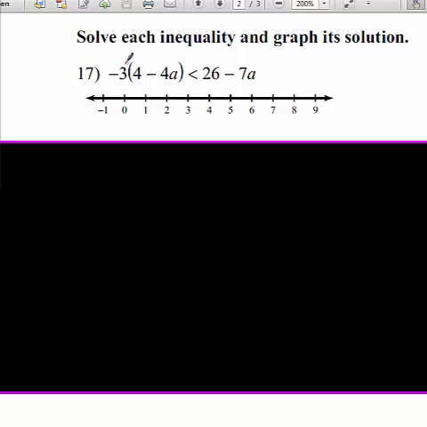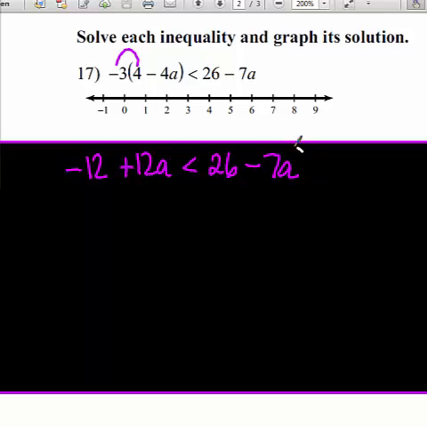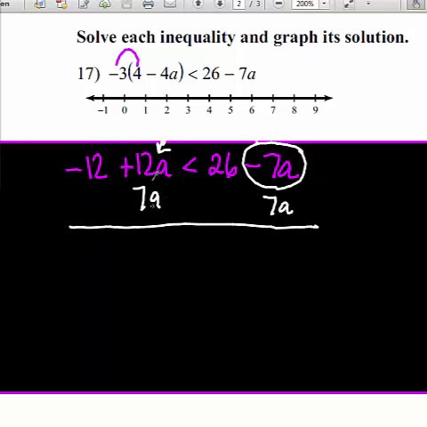We know we're treating inequalities exactly the same way that we do anything else. So negative 3 times negative 4 would give me negative 12. Negative 3 times negative 4a would give me positive 12a, and that's less than 26 minus 7a. So we still want to move our a's together. I want to move this negative 7a over here with our other a, so I'd have to add 7a to both sides. That way it's across the inequality sign.